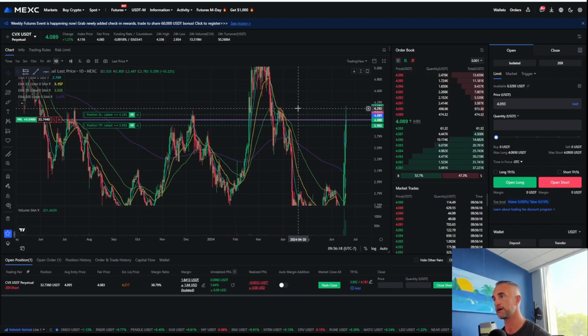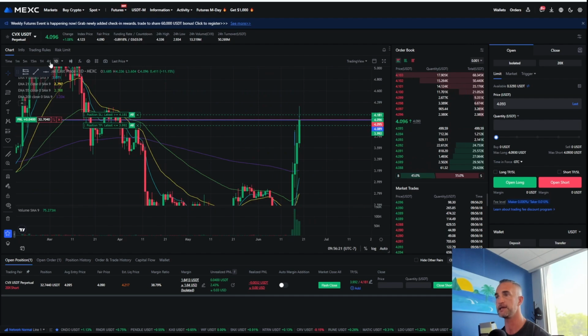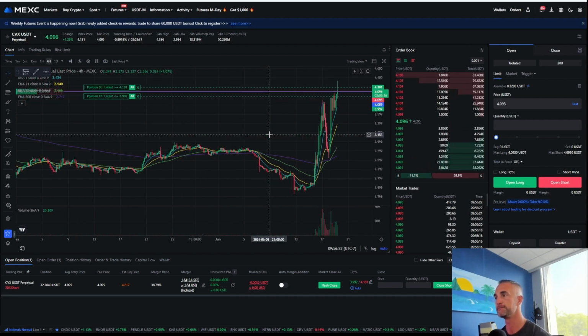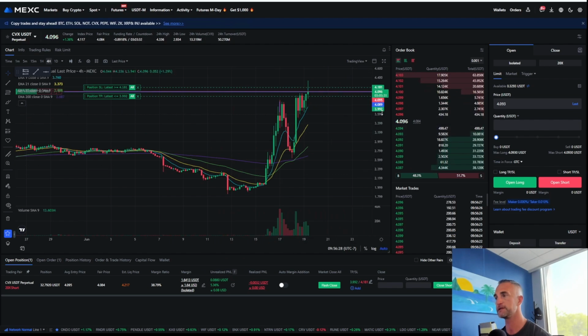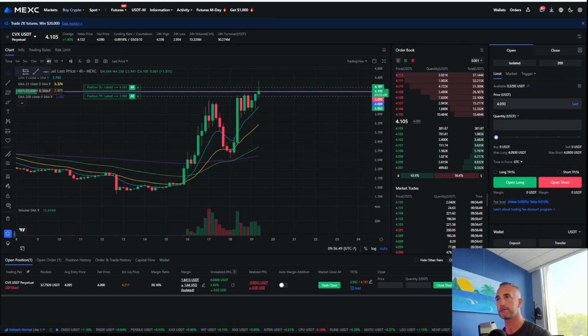Look, we just tagged that pocket of liquidity right here. If we can take out today's high, it's going to look good. And this one has been going up despite a bit of a bear market here, for Bitcoin at least. So Bitcoin's been going down, right? This one has been going up pretty substantially over the past couple of days. And I think it has to do with that Curve token.